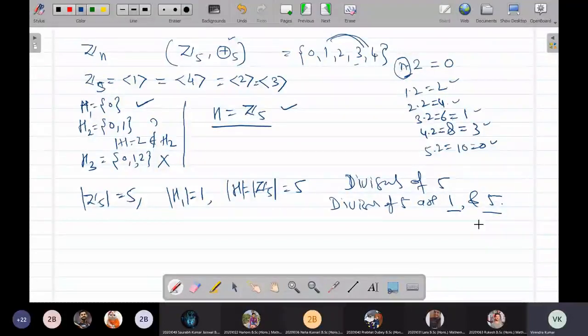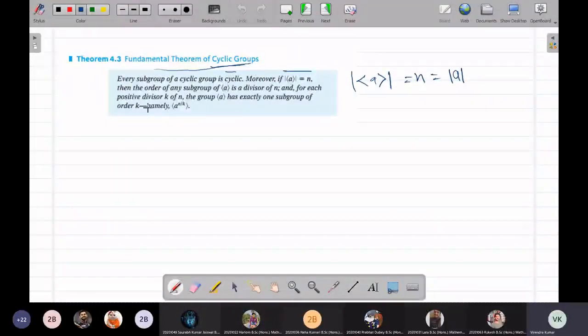The order of the subgroup divides the order of the group, provided that the group is cyclic. And the next part: for each positive divisor k of n, this group has exactly one subgroup of order k.